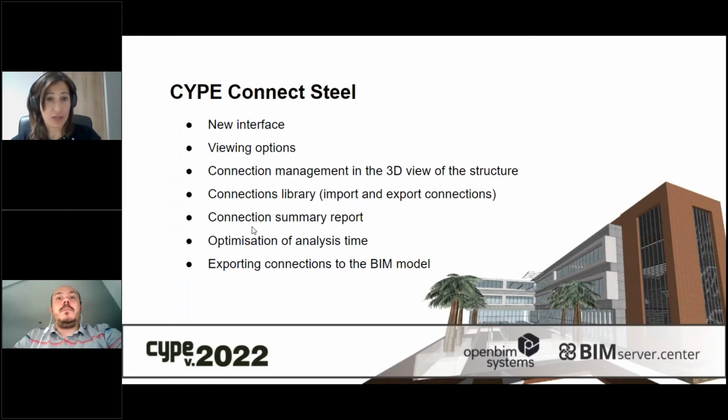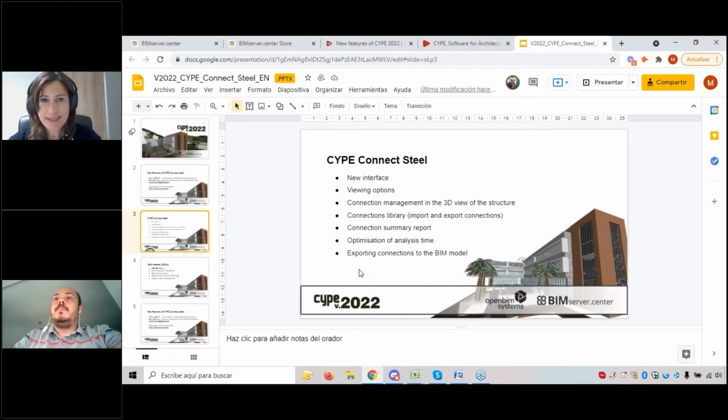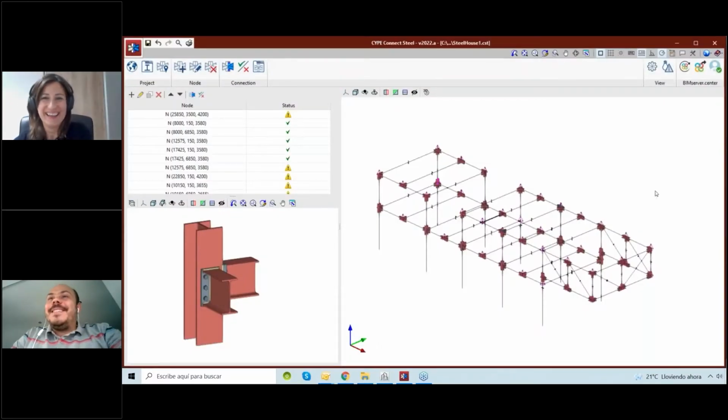Then he's going to show you a connection summary report and the optimization of analysis time, which has been improved by an average of 30%. It will reduce the analysis time by 30%. And he's going to show you the exporting of connections to the BIM model. So I'm going to pass it over to you. Afonso, it's your turn.